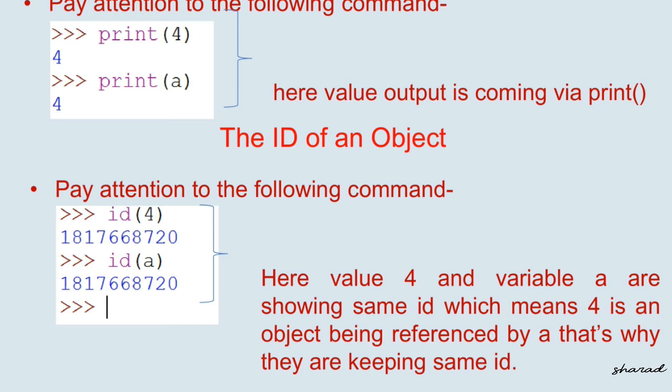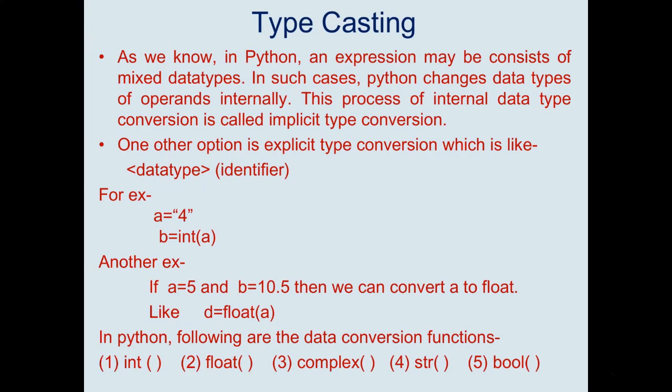Next, if we want to check the memory location of object 4, here value 4 and variable A are showing the same ID, meaning 4 is an object being referenced by A. That's why they are keeping the same ID.